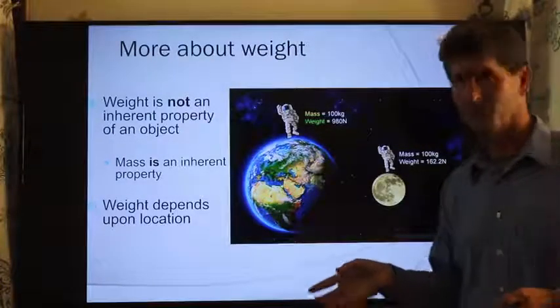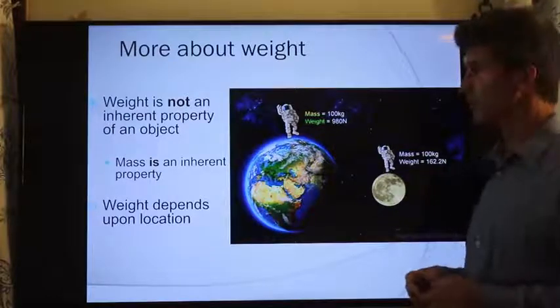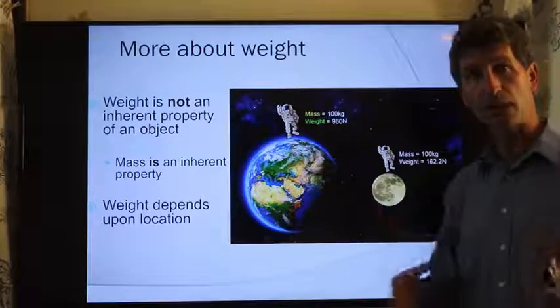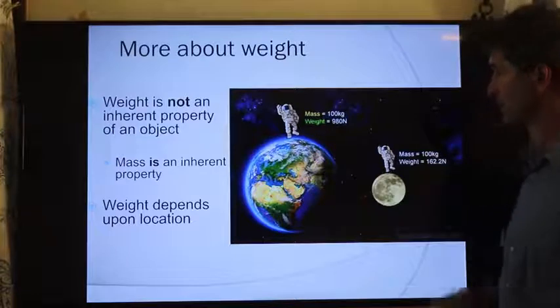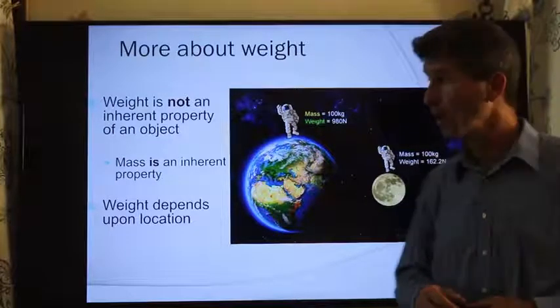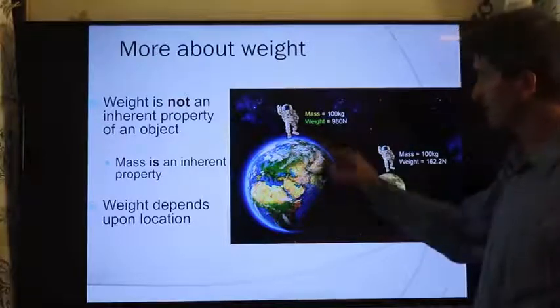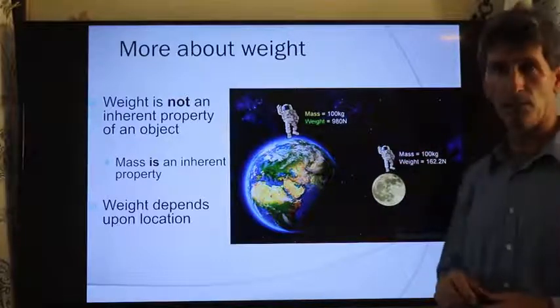Can't stress this enough. Weight is not an inherent property or an intrinsic property of an object. Mass is. How much matter is in an object is its mass. For instance, an astronaut in a spacesuit might have a mass of 100 kilograms. What they weigh depends on location. If you're on the surface of the Earth, it's times 9.8. So they weigh 980 newtons.